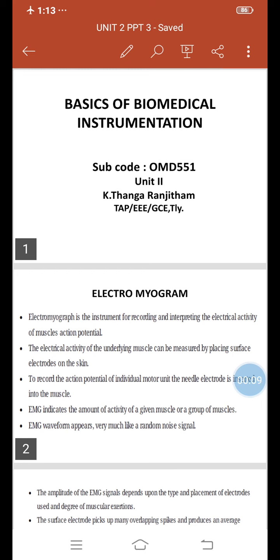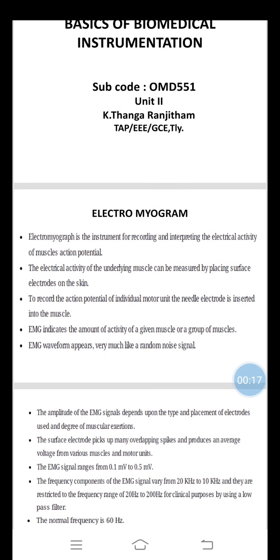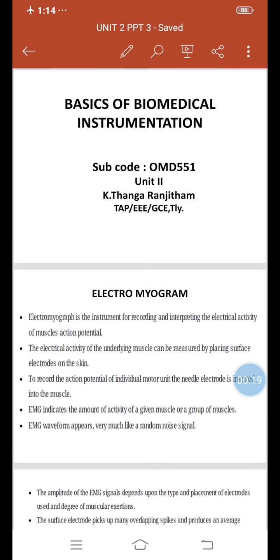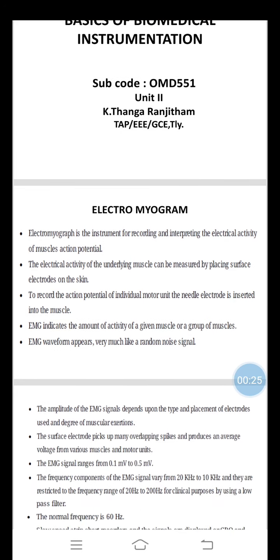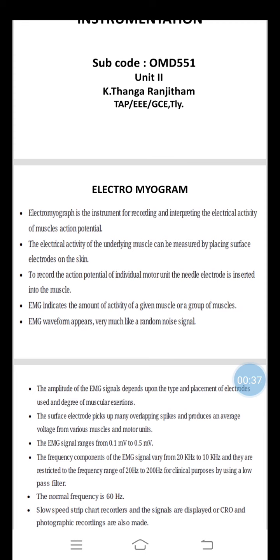I am handling the basics of biomedical instrumentation subject through this video class. I already completed the first unit. In this video, I am going to explain the second unit's last topic, that is electromyogram. We may expect that electromyogram may be asked in one 8 mark or 13 mark question.